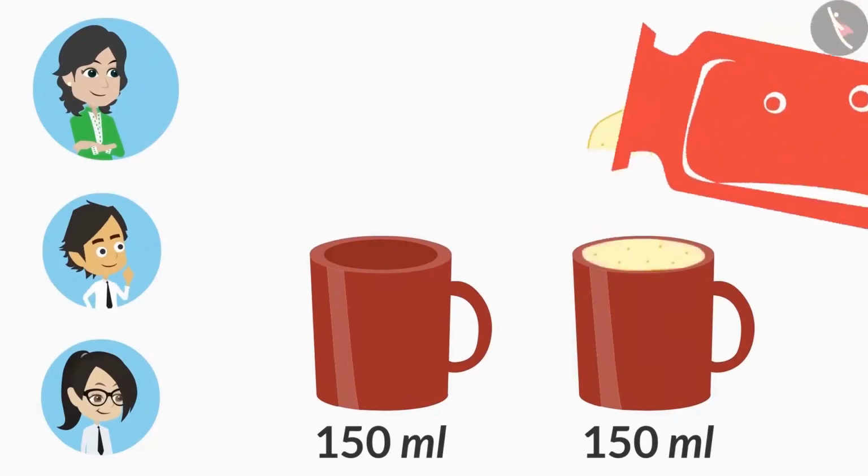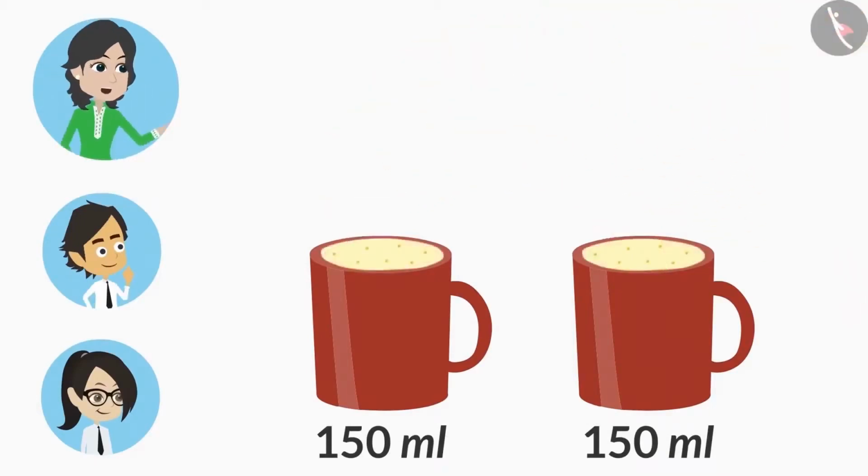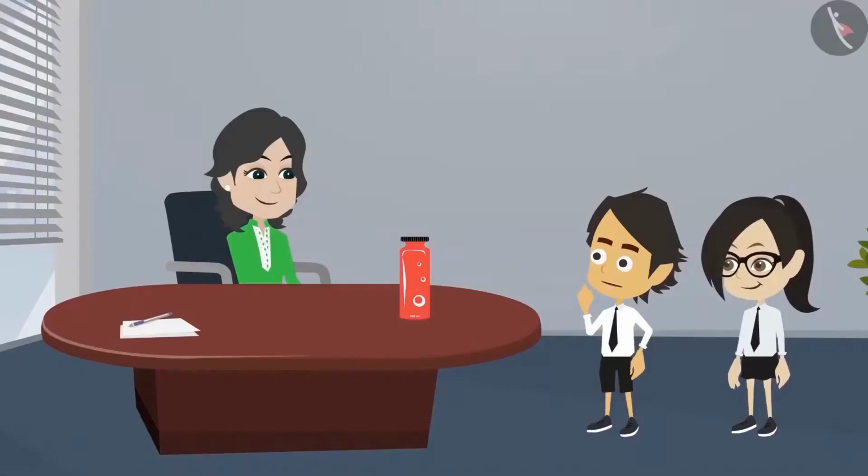Okay. Both the cups are completely filled. This means that the buttermilk has been divided into two equal parts. Now we have learned to divide all types of objects into halves.